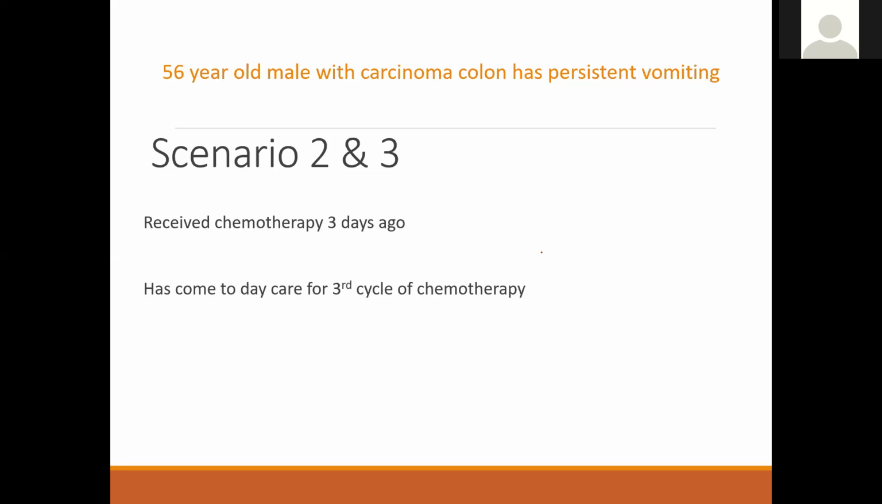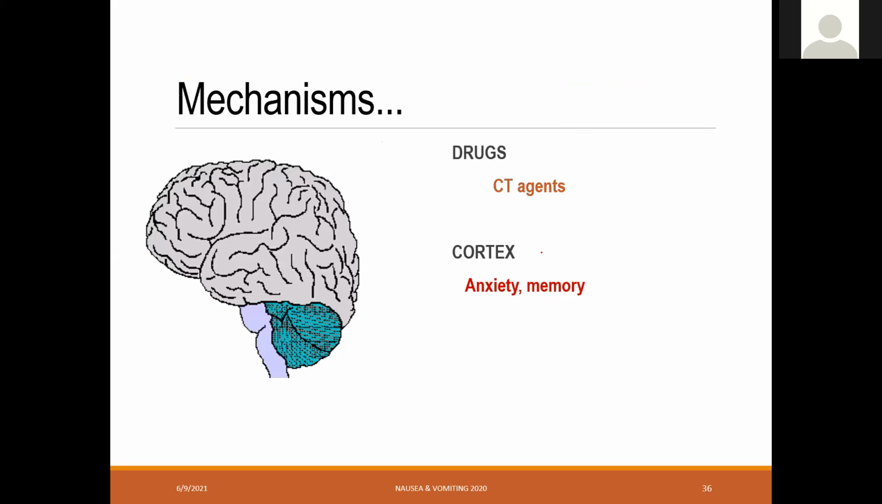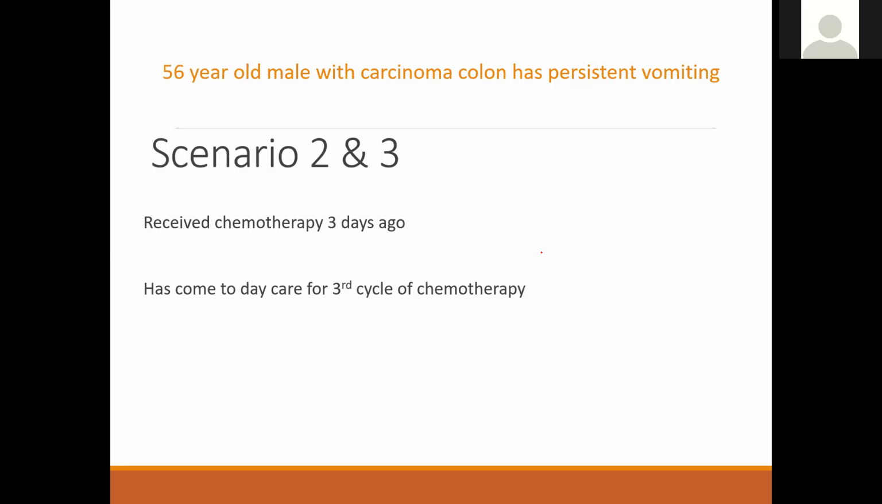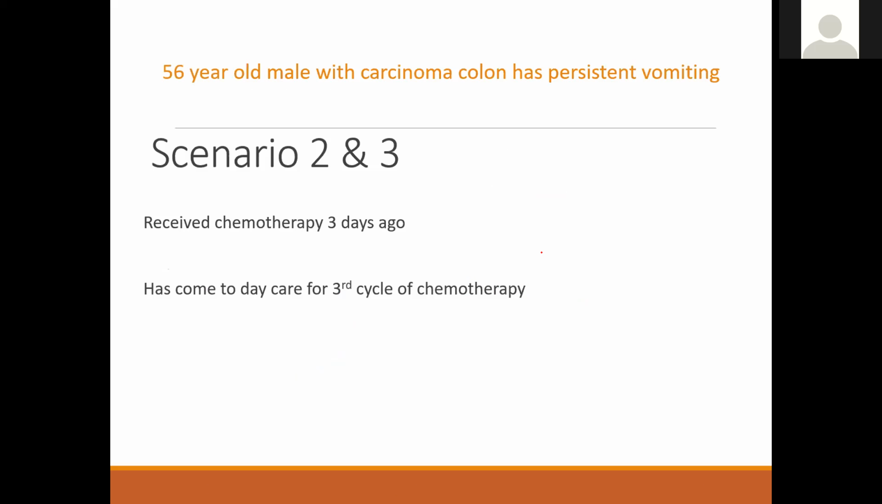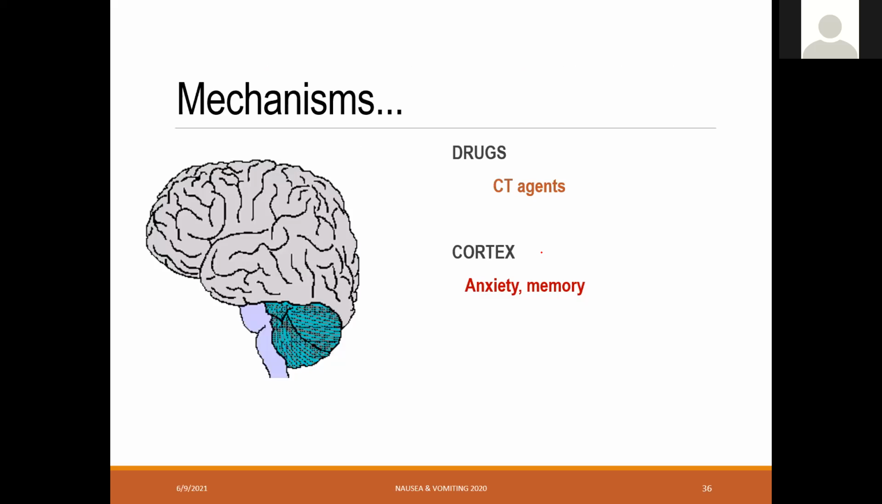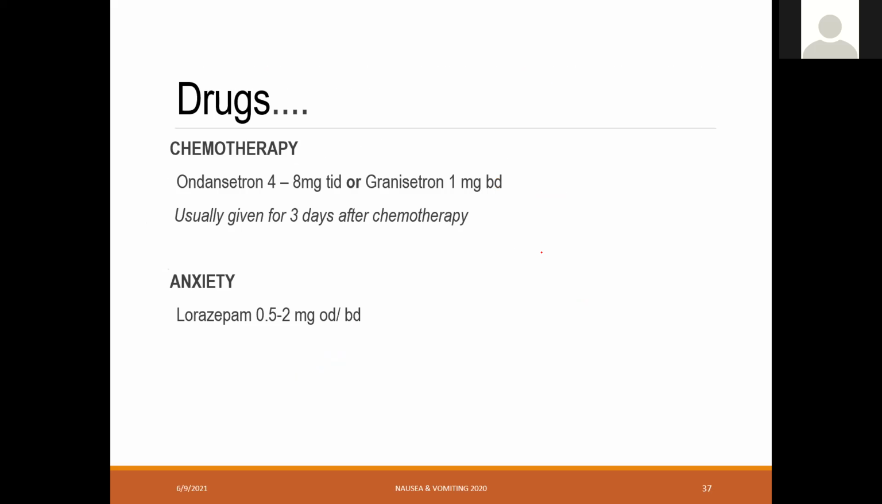So it can be the cerebral cortex. Most probably, it would be the cerebral cortex, and he might be dealing with anxiety or memory-related nausea and vomiting. And we have seen he underwent chemotherapy 3 days ago. So that might be due to the chemotherapeutic agents acting at the CTZ. So the first scenario is drug-related vomiting. And for the second scenario, where he has come for chemotherapy and is having nausea and vomiting, we have to deal with the anxiety and memory.